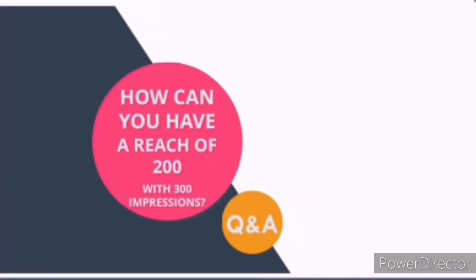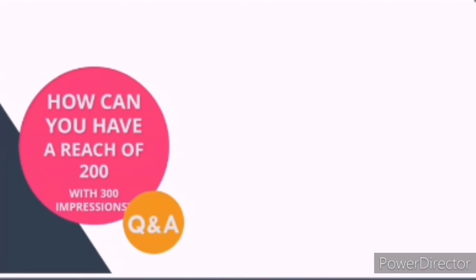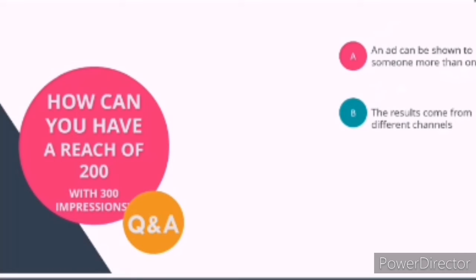So I just want to test your retention a little bit. How can you have a reach of 200 with 300 impressions? Is it A, an ad can be shown to someone more than once, or B, the results come from different channels? Please pop your answer into Morpheus. Don't go away to look it up. Think about what we spoke about earlier.